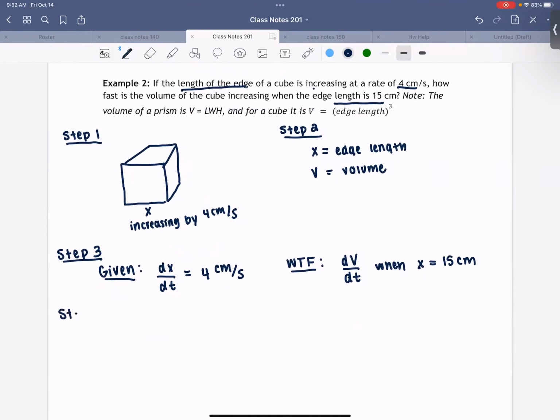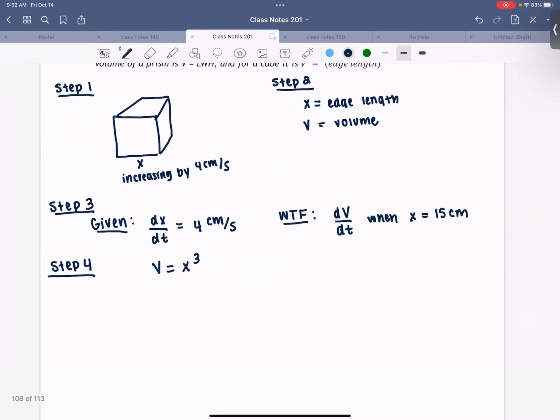Okay, step 4. Step 4 says we need an equation that can represent this. I have an equation in the question, but it doesn't relate V and x together. Can someone tell me how I can change that equation in terms of V and x? I know Zach has it. x cubed. Yeah, V equals edge length, or x cubed. Okay, so I know that the question says it in a weird way, but you can just change edge length into x cubed.